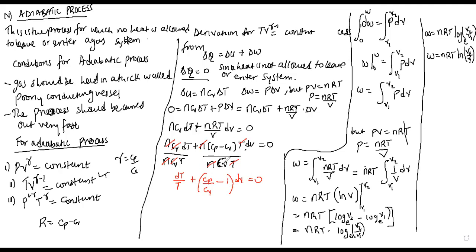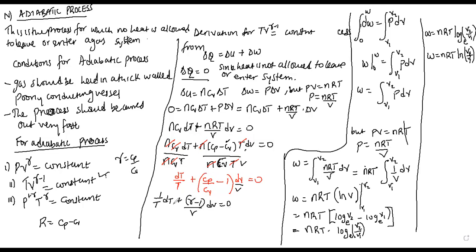I don't know that people have seen what I've done there. I have divided this Cv with this one to create a 1. But Cp over Cv is the same as what? There is a volume I've forgotten. There was a volume here, so there is a V down here. So this will give me 1 over T dT plus (gamma minus 1) over V dV is equal to 0.